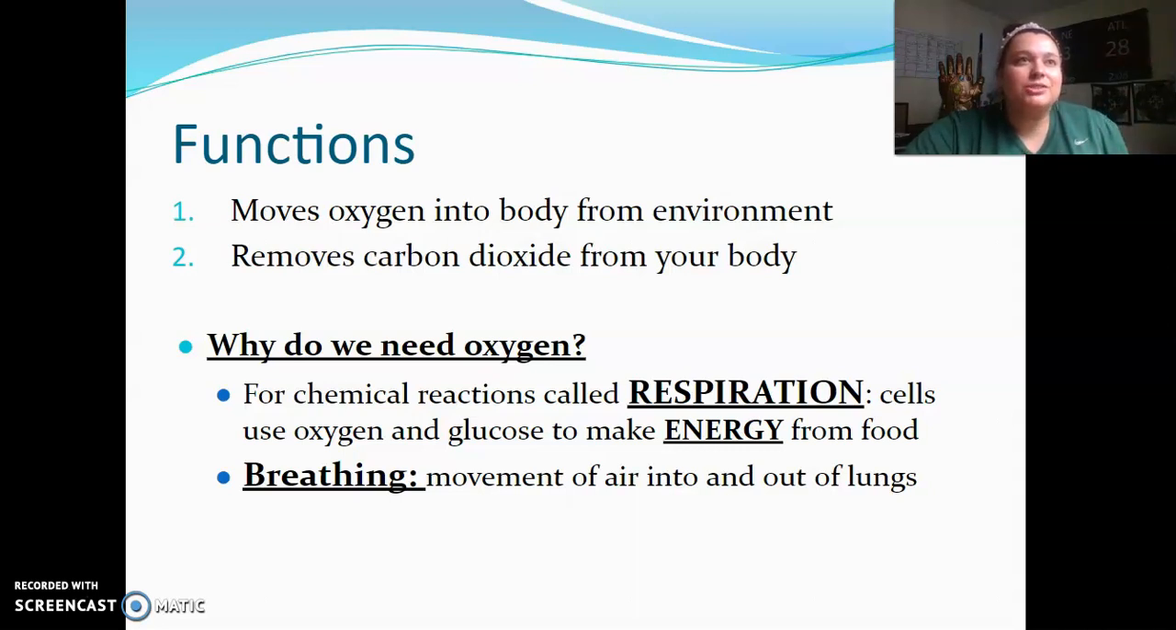Now, just a little thing about carbon dioxide is that carbon dioxide is actually a waste that our body makes. If you think back to your cells, whenever cells are going through their chemical reactions, they produce carbon dioxide. What happens is that carbon dioxide gets into your blood and it moves through your circulatory system, which eventually gets up to your lungs. And then when it gets up to your lungs, that's when you breathe it out. So carbon dioxide is something that we actually make inside of our cells.